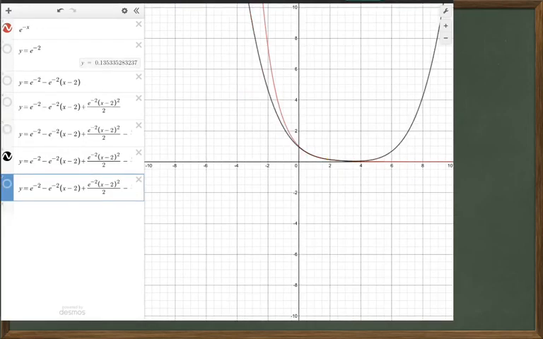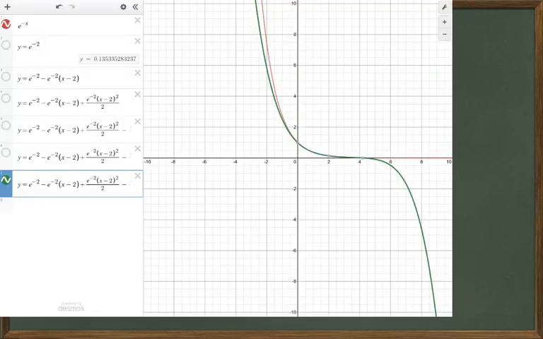And then here's the fourth power. It looks even better. And the fifth power is getting even better. So as long as you stay close to 2, this Taylor polynomial can actually tell you values of e to the minus x, but instead of calculating what e to the negative 2.1 is, we would plug it into a Taylor polynomial, and we get a little bit better.